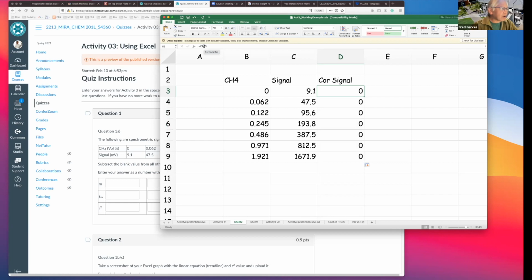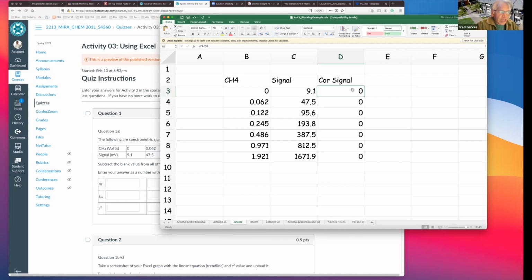If I put a $ sign before the C, then as I drag it across, it'll be stationary. If I put a $ sign after the C, then as I drag it down, it'll be stationary. So this is the equation I want: C3 minus C$3. Or you can just type it in. I'm going to hit return, and then look what happens when I do a propagation of calculation again.